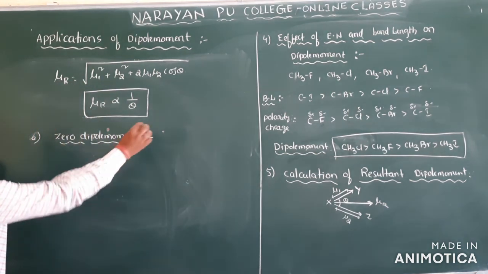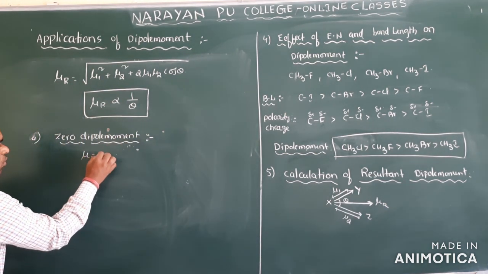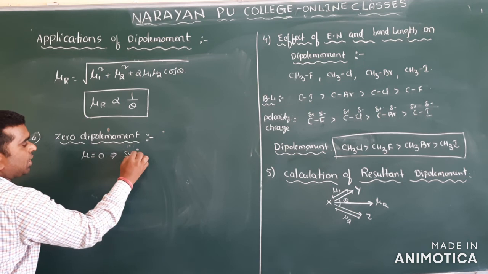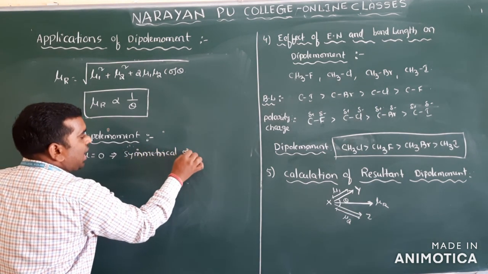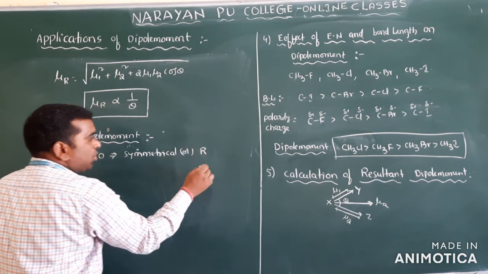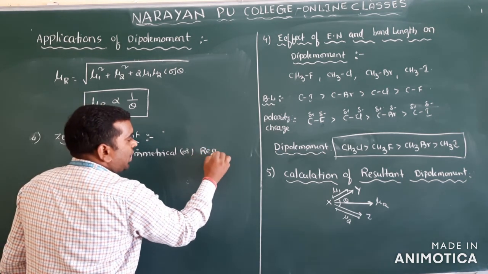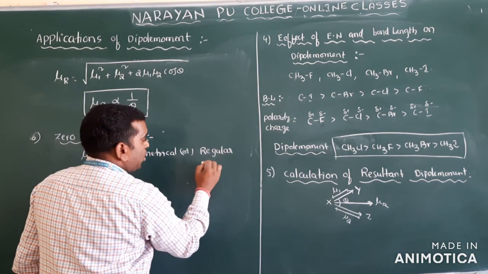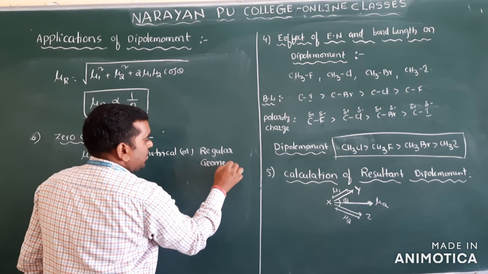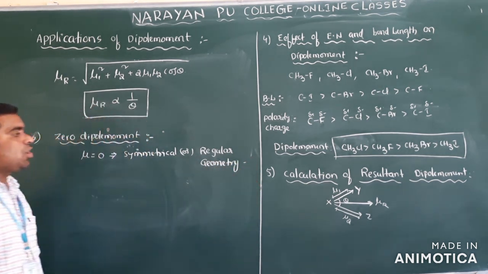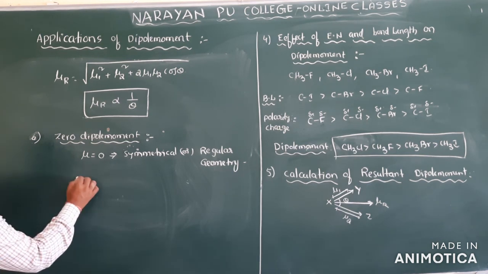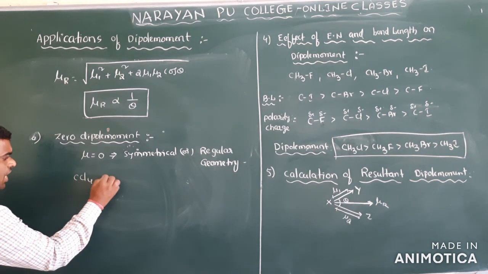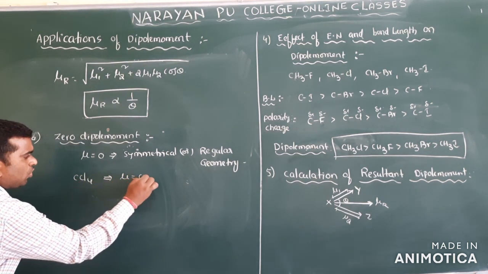Clear? So now dipole moment is equal to zero for which molecules? Symmetrical molecules, molecules having regular geometry. For these molecules, dipole moment will be zero. I already mentioned CCl4 also. What will be the dipole moment for this one? Mu is equal to 0.